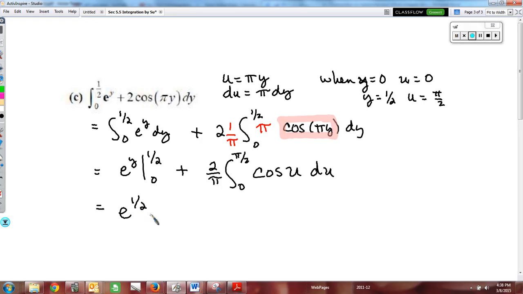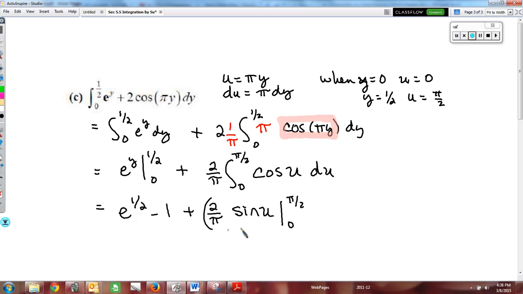We would have e to the 1/2 minus e to the 0, which is 1, plus my 2 over pi. The antiderivative of cosine is sine. And again, I don't need to switch that back. I'm just going to evaluate it from 0 to pi over 2.